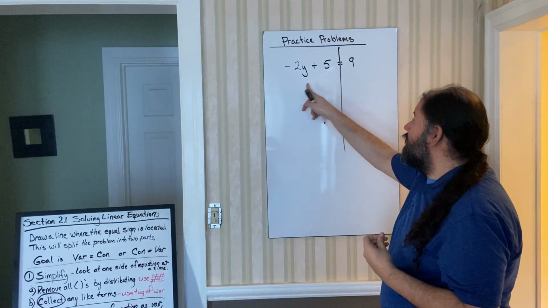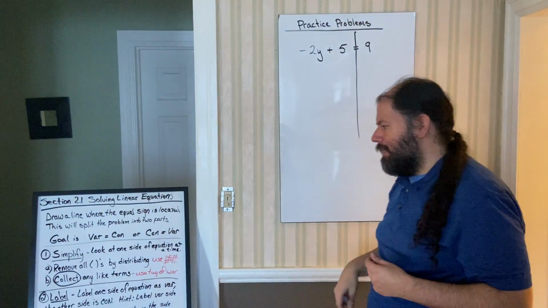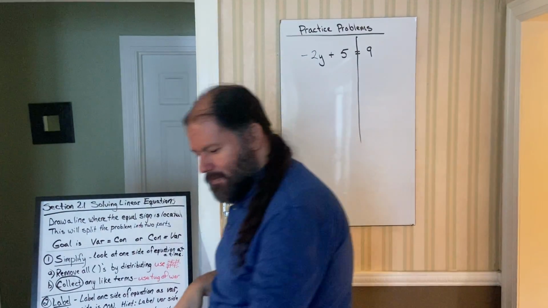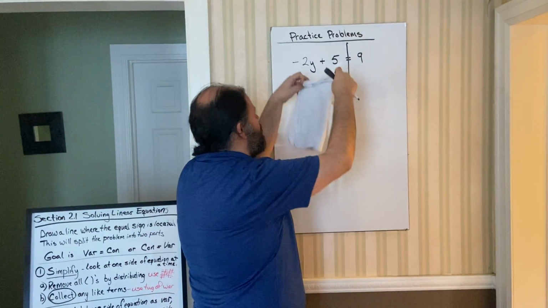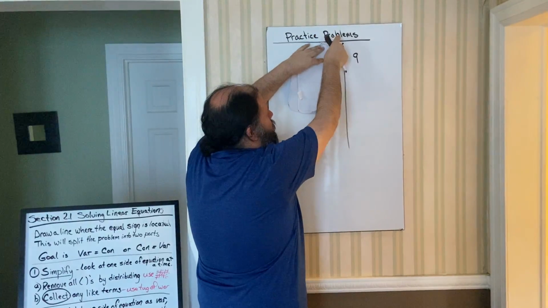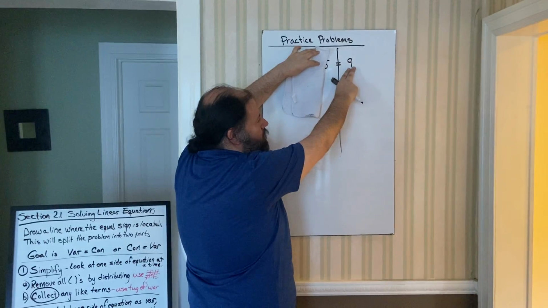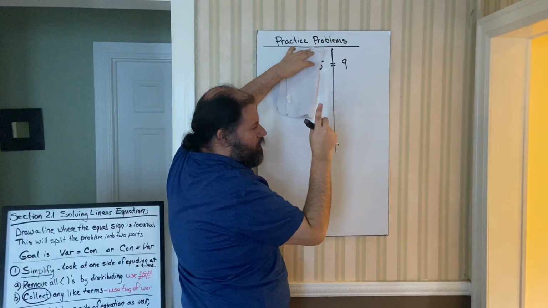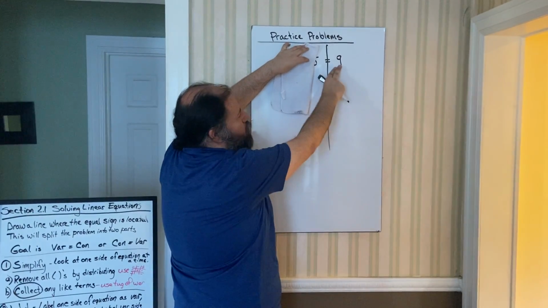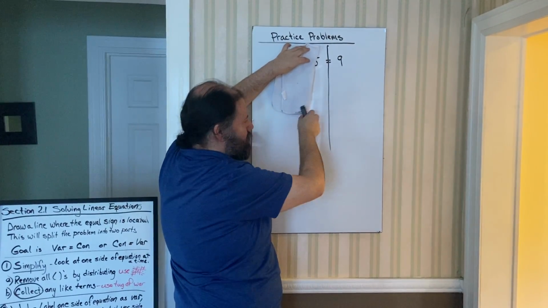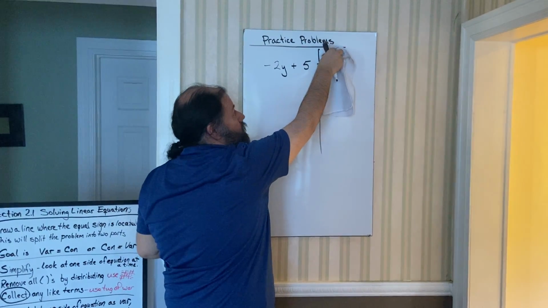So our first step, once I have this, is to simplify. Look at one side of the equation at a time. Remember, we have our little eraser, piece of paper, whatever. Cover up one side of the equation at a time. Doesn't matter if you cover up the left side first and work on the right, or vice versa. If I look on the right-hand side, you ask yourself the two questions. Do you have parentheses? No. Do you have any like terms? It's just one item, and it's a constant. So no.